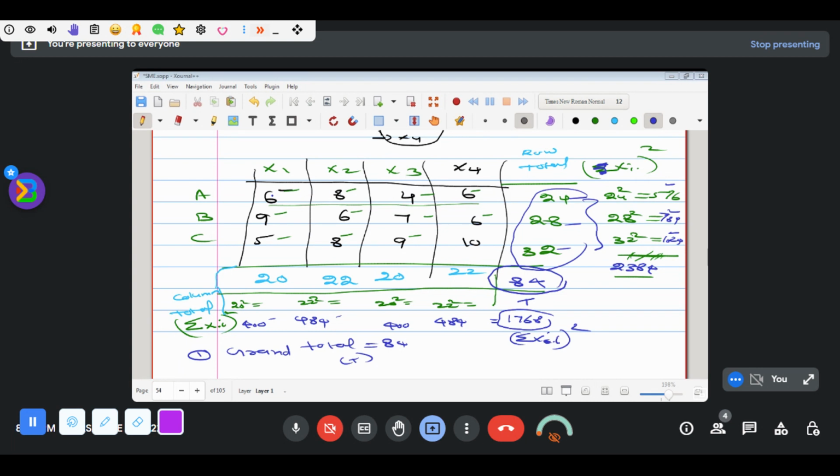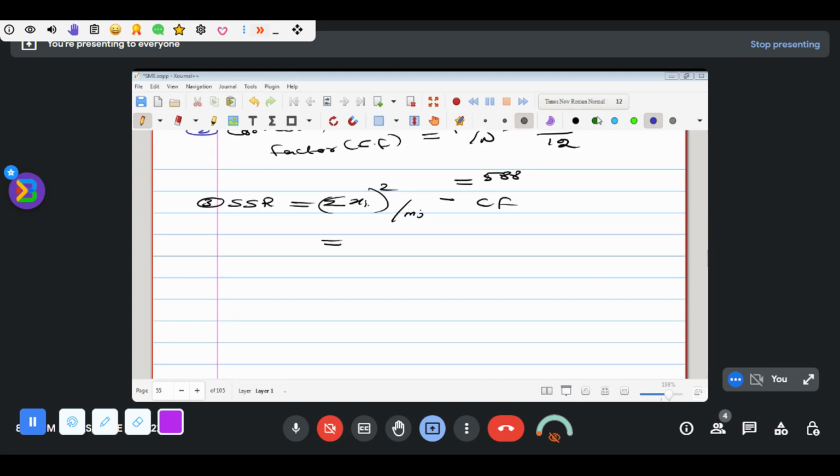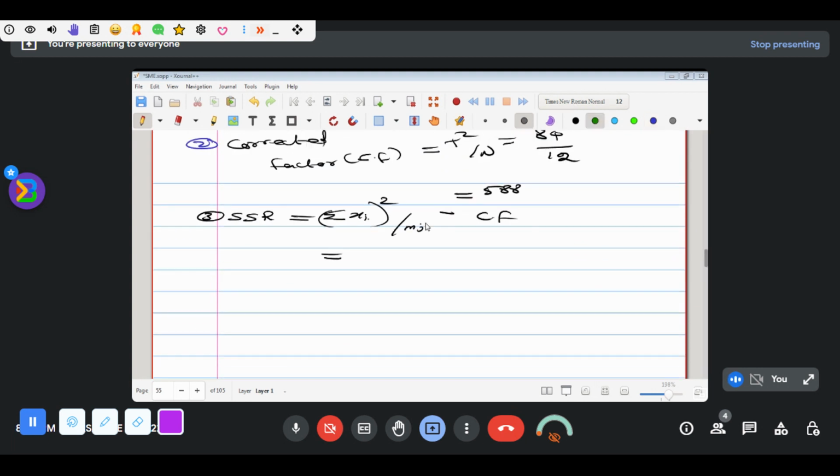This is column wise data. This is called the row wise status, whole square. Now it is an easy calculation for the SSR. So then SSR total. What is the SSR total?